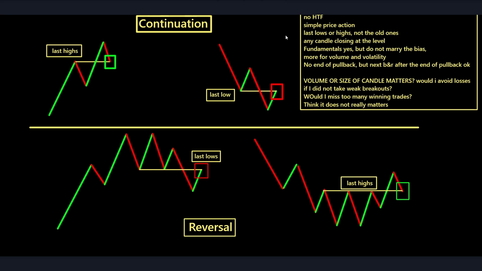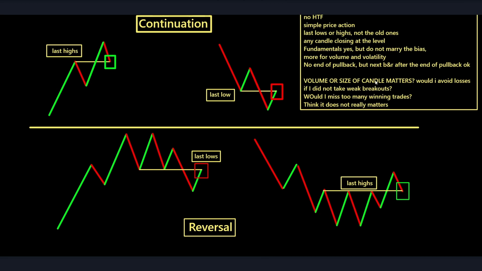So the rule of this setup is that I don't need any key level. I don't need to look at the high time frame. I don't need anything. I simply look at the price action, candle break and retest, and that's it. Last lows or highs, not the old ones. Any candle closing over here, that's an entry.